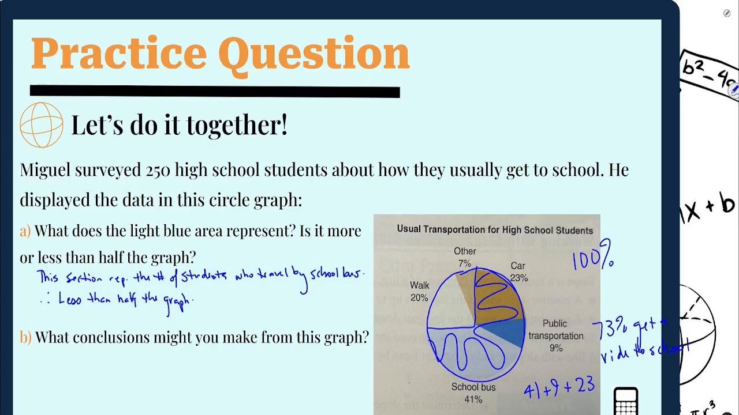So that can be one of our conclusions. We can say that other could mean biking, skateboarding, scootering, rollerblading. That's how they get to school. 20% walk. There are a lot of conclusions that we can draw from simply looking at this circle graph or pie chart.